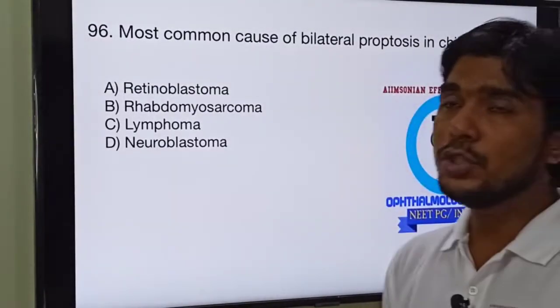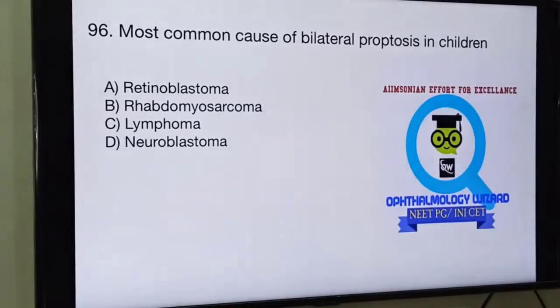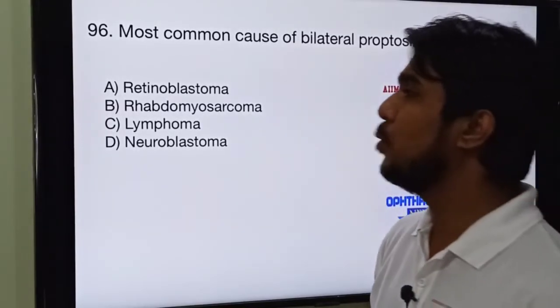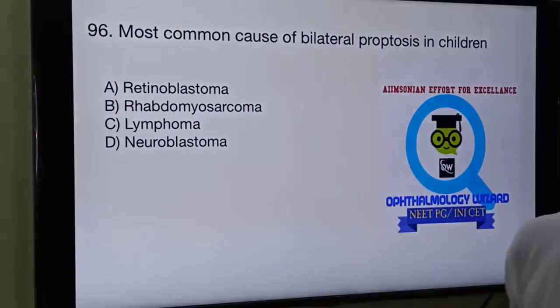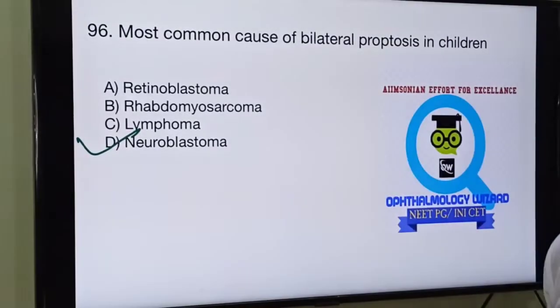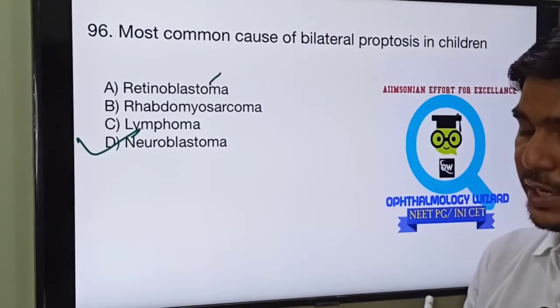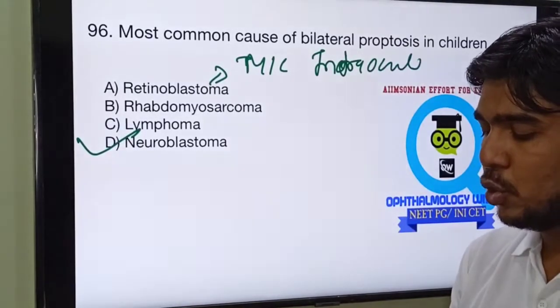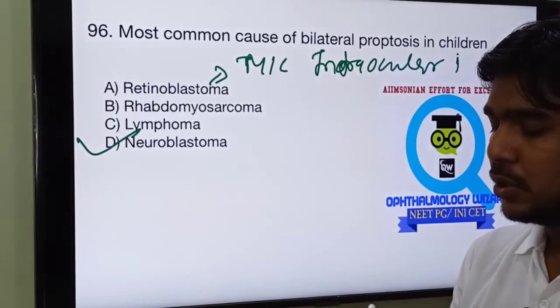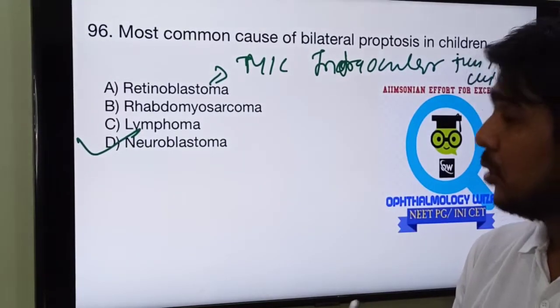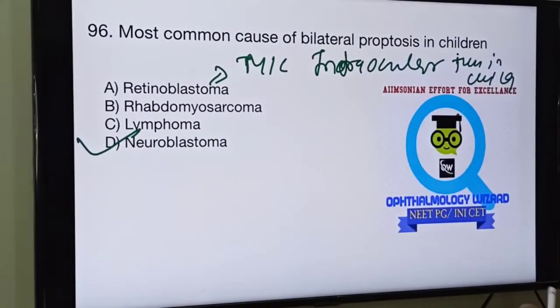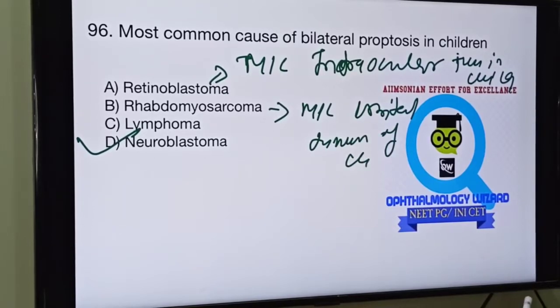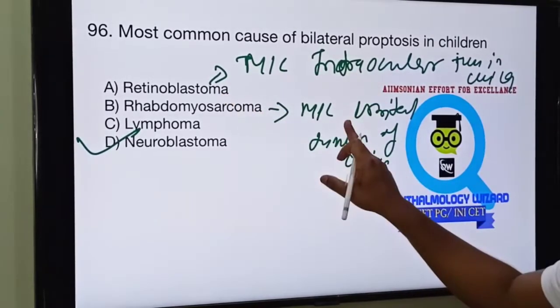Now coming to this: the most common cause of bilateral proptosis in children is retinoblastoma, rhabdomyosarcoma, lymphoma, neuroblastoma. The answer is neuroblastoma. Now you have to understand retinoblastoma. It is the most common intraocular tumor in a child. What is rhabdomyosarcoma? The most common orbital tumor of a child. One is intraocular, the other is orbital.